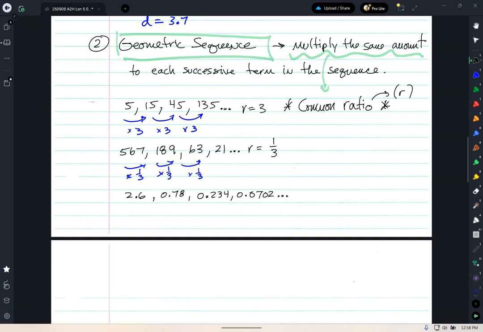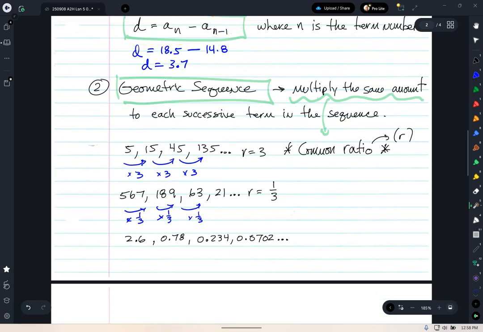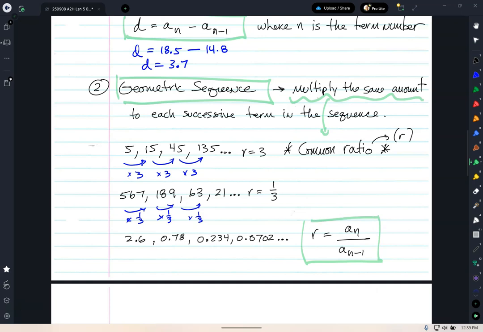All right, now this one might be a little weird to find, so let's talk about, could we come up with a shortcut like we did up here for finding the common difference? And the answer is yes, we can. The common ratio is you take some term and you divide it by the previous term. That will give us the common ratio.